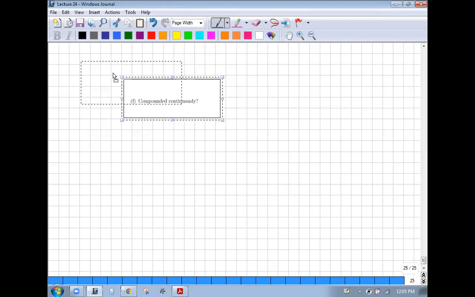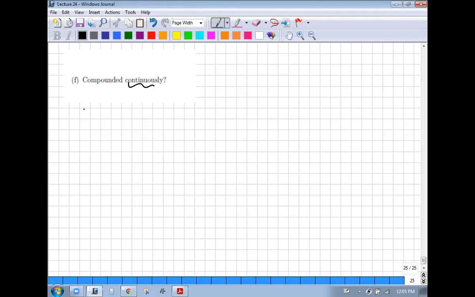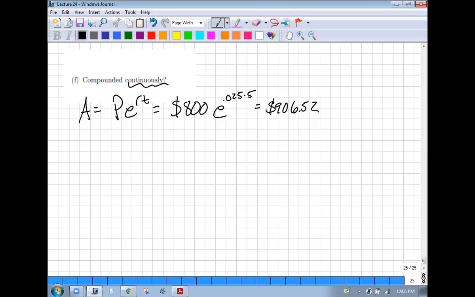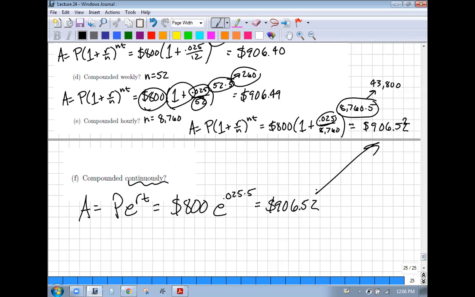We're compounding continuously. Boom, we have to use our continuous compounding of interest, the one with the e to the RT. So we got 800 bucks, e to the 0.025 times 5 years. So for my calculator here, I go 0.025 times 5, then e to the x times 800. I got $906.52. Exact same I got before. It wasn't even enough to make a cent difference going from hourly to continuously.